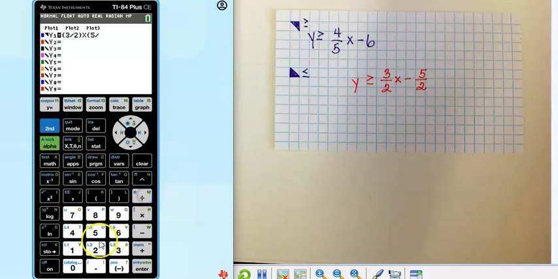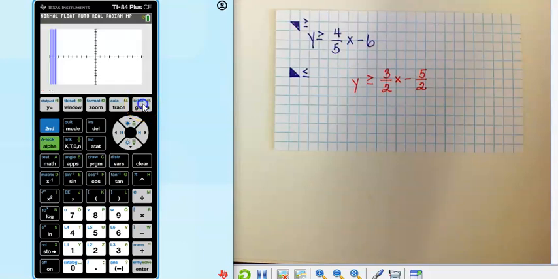I'm going to put it in parentheses. Okay. Ooh, I need a minus 5/2. Makes a big difference. Okay, 3/2 x minus 5/2. Again, window settings from -10 to +10 both ways. That should be good. And graph.